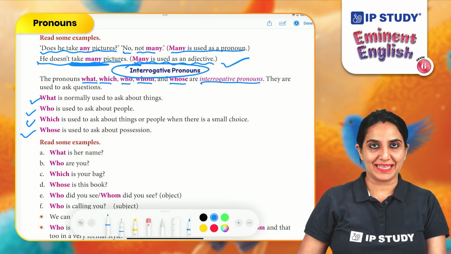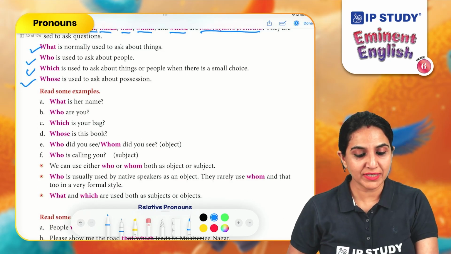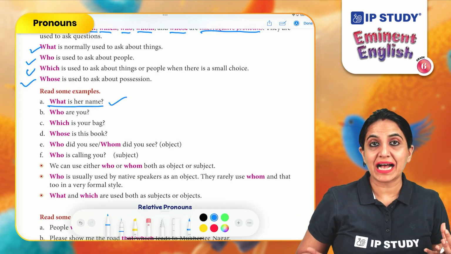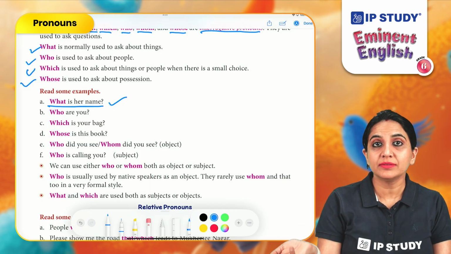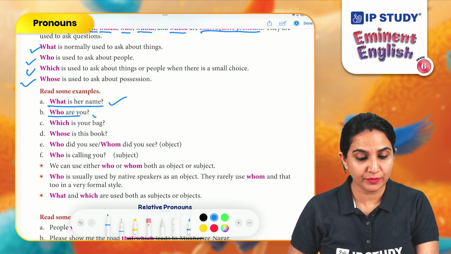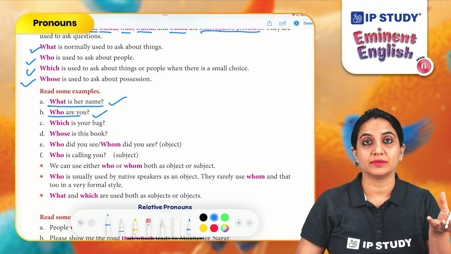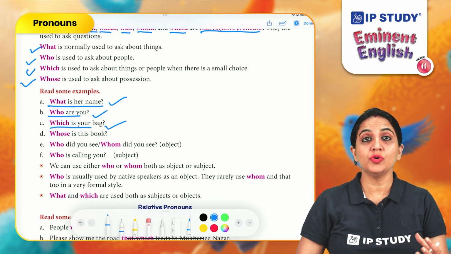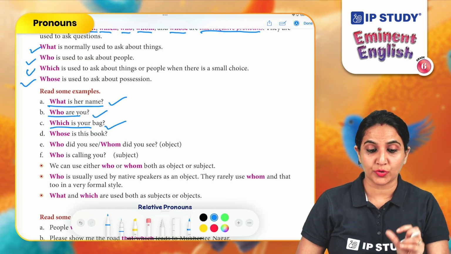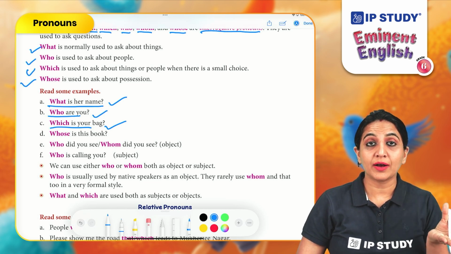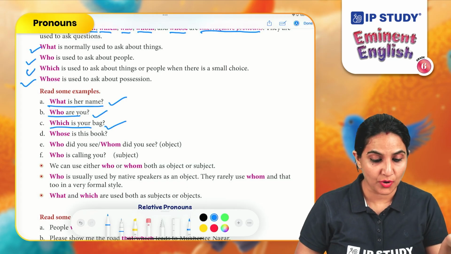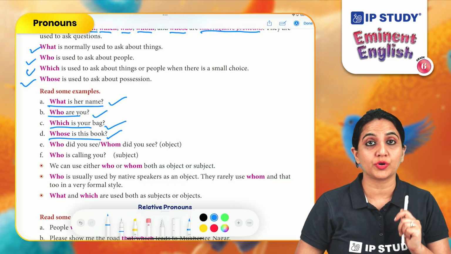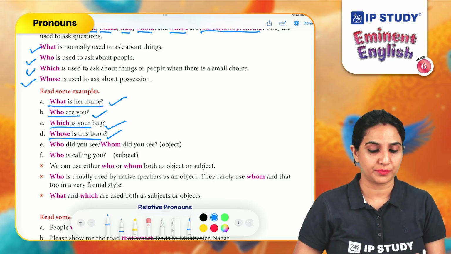Let us read some more examples. What is her name? So we've used what to normally ask about her name, about a thing. Who are you? So we've used who to ask about a person. Which is your bag? We've used which to ask when there is a small choice, about a thing. Whose is this book? So here we have used whose to ask about the possession of the book.